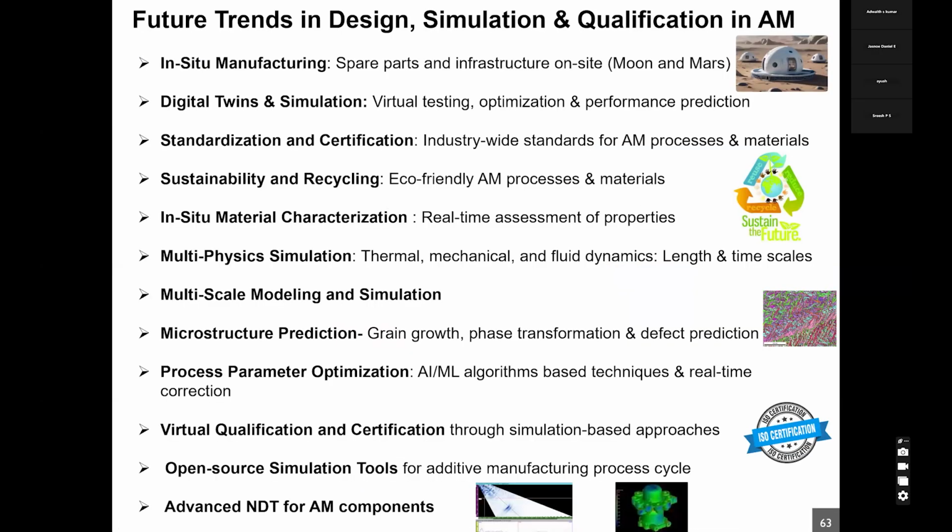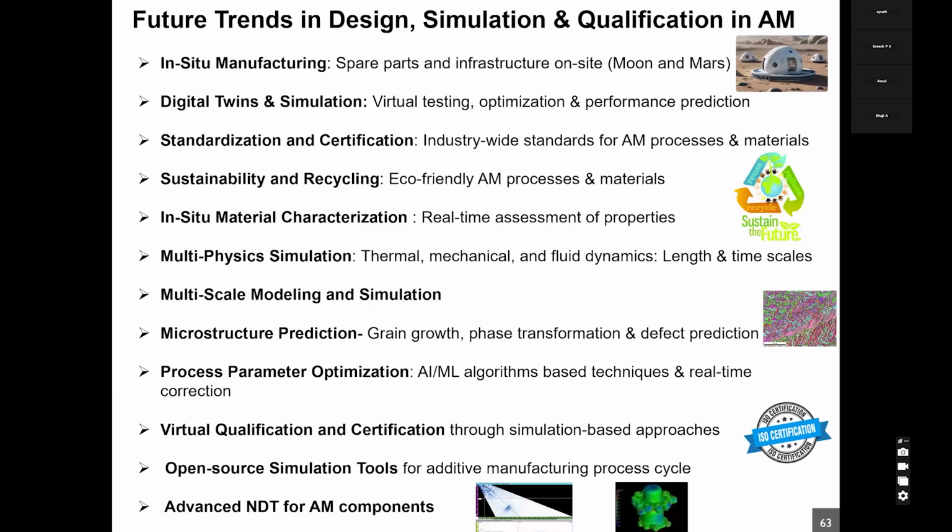So coming to the future trends in different areas, you can see here in situ manufacturing is going to be the future wherein parts are going to be made on site, both on Moon and Mars. And also we are looking at digital twins and simulation to carry out virtual testing and optimization and performance prediction. We can look at standardization and certification to adopt industry-wide standards for AM process and materials.